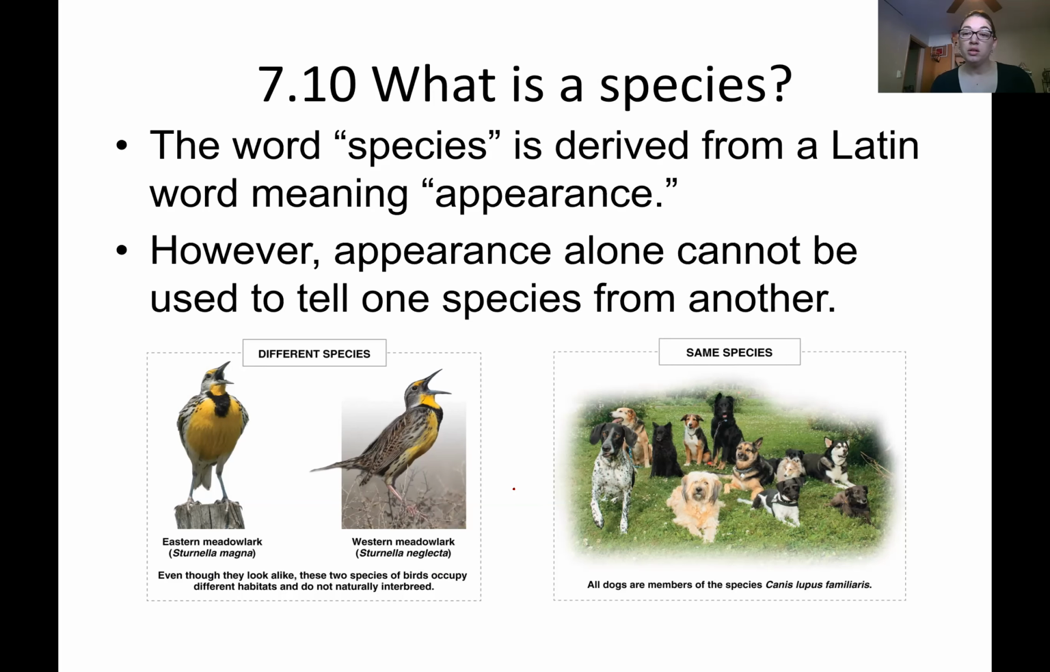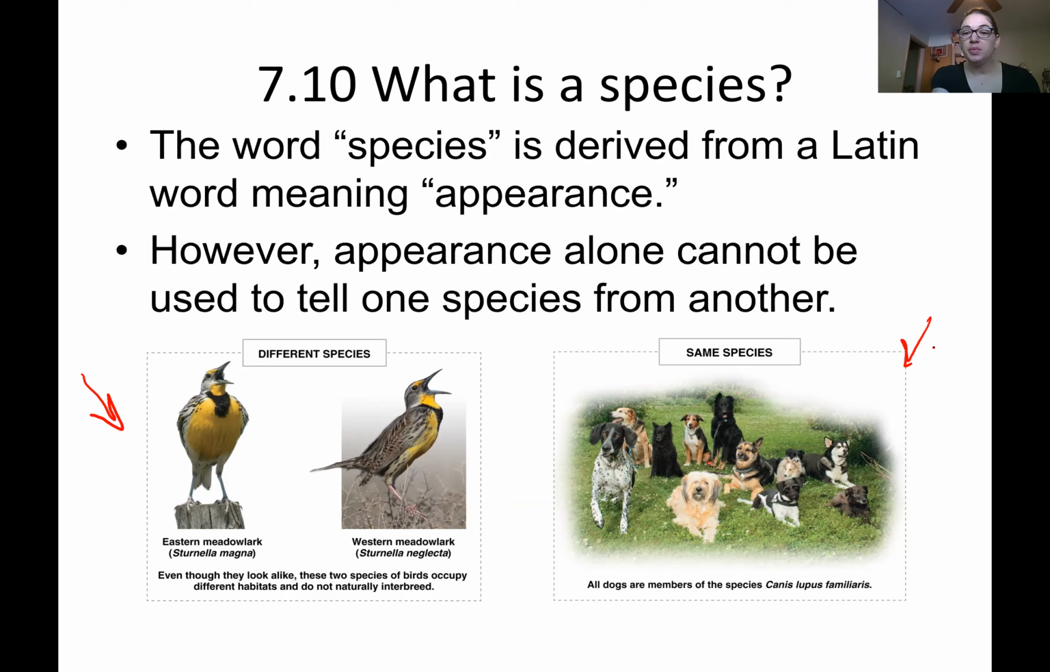One example is right here, the difference between eastern and western meadowlarks. They look exactly the same, but they're found in different locations geographically, and they also have different behaviors and songs. In birds, song is really important. It is one of the ways they distinguish each other and know that they're the same species, if they have the same call. So that's really important.